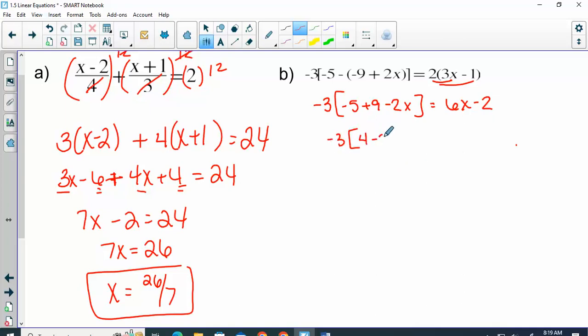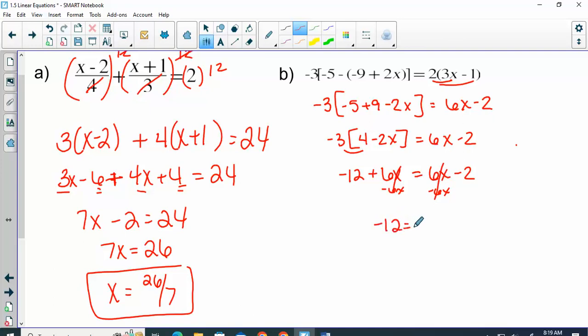So we have 4 minus 2x inside that parenthesis. So negative 12 plus 6x equals 6x minus 2. Now what? Subtract 6x. Okay, if I subtract my 6x, I get negative 12 equals negative 2.